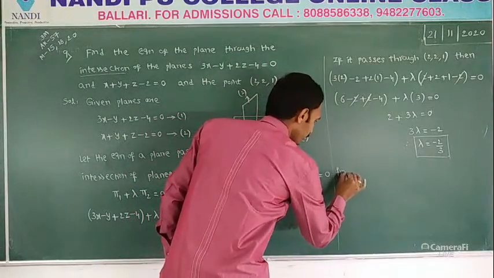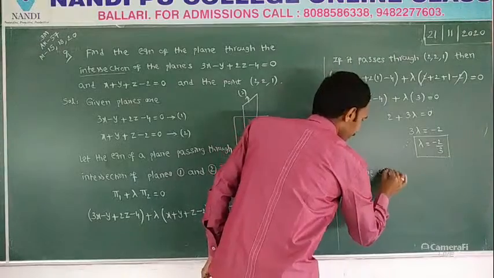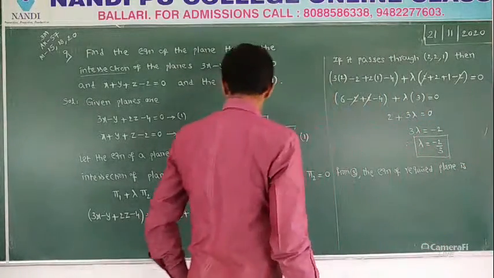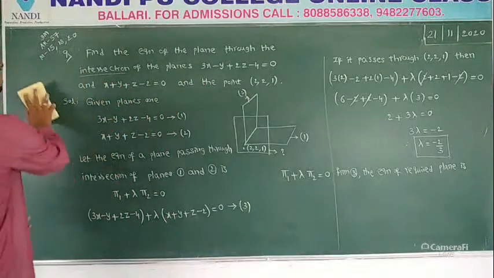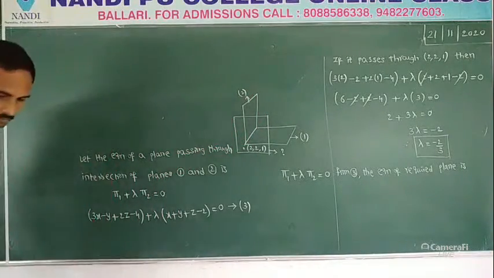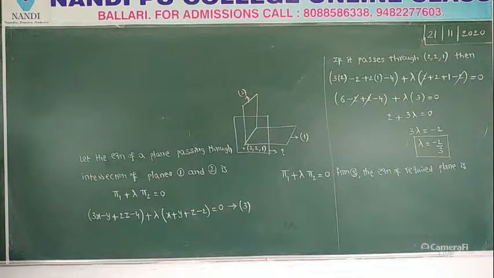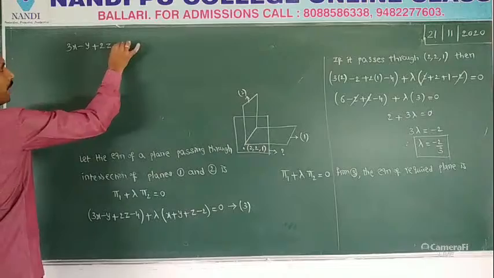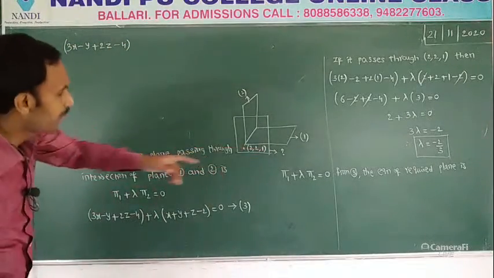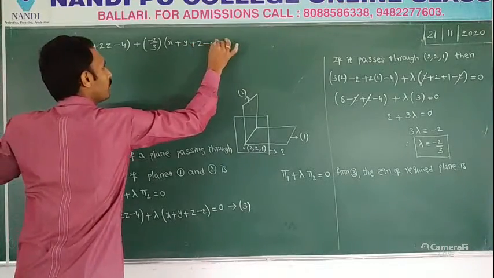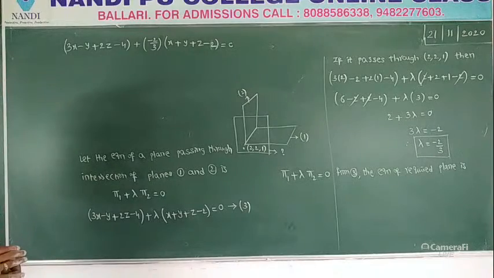From 3, the equation of required plane is: substitute that lambda value here. 3x minus y plus 2z minus 4, plus lambda value minus 2 by 3 into x plus y plus z minus 2, is equal to 0.